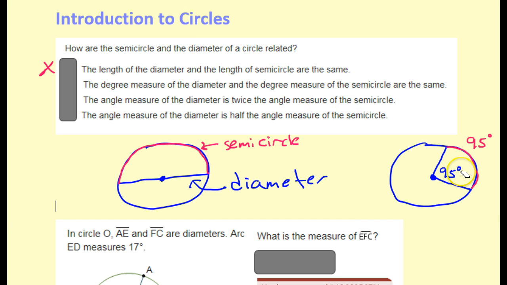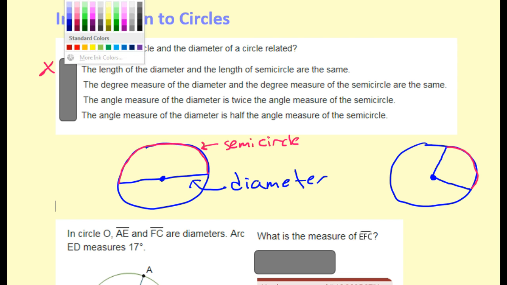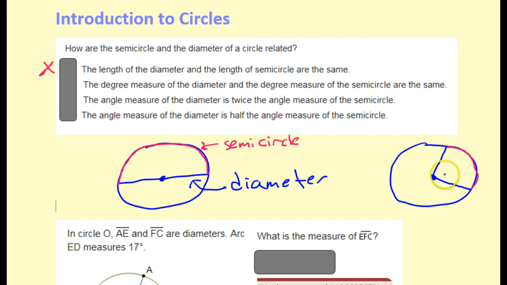So in general, if you're dealing with a central angle, the measure of the central angle and the intercepted arc are going to be the same. Alright, so if this angle is theta, then this is also going to be theta. Okay, so moving on, the degree measure of the diameter and the degree measure of the semicircle are the same. Well, that's going to be true.